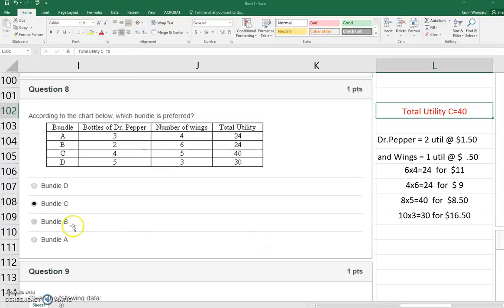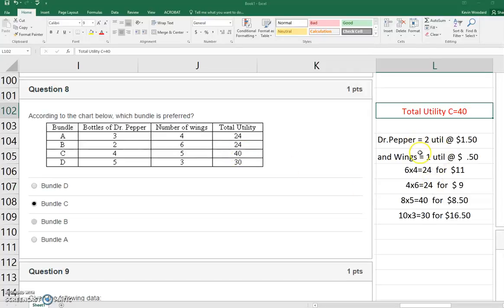Number 8 is one that, I'm sorry, but we had an error on the key. There are ways that we can do some calculations here to determine another answer, but we're just going to go with the most obvious response here, and we're going to look at the total amount of utility that's being presented. And we're going to say that according to the chart below, bundle C is preferred. And that's because of the total amount of utility.